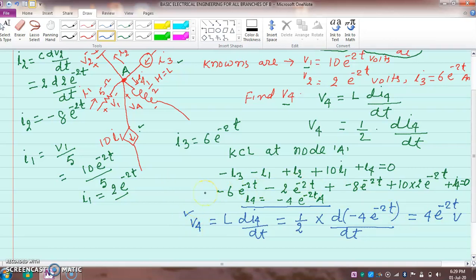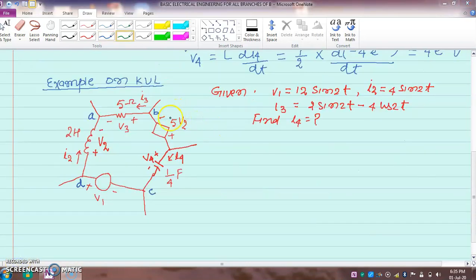Let us see one more example on Kirchhoff voltage law. This is the question given here. A closed loop is given, starting from A, B, C, D, A. The given data are V1 is 12 sin 2t, I2 is 4 sin 2t, I3 is 2 sin 2t minus 4 cos 2t. We have to find the value of I4.